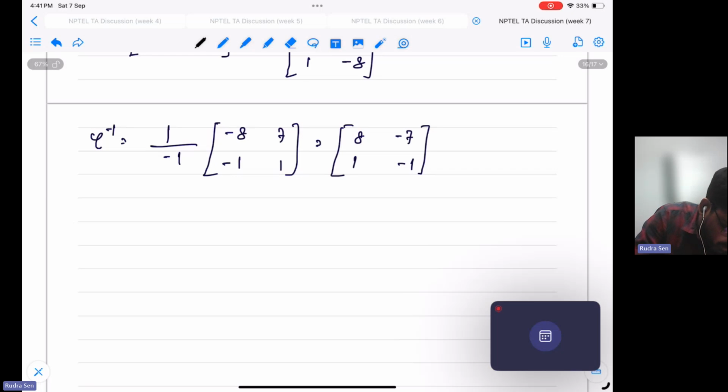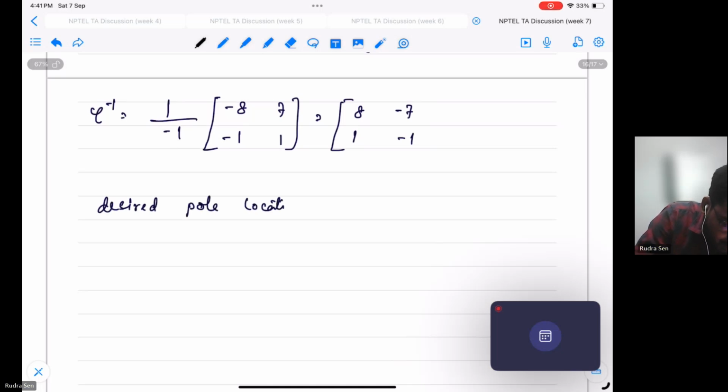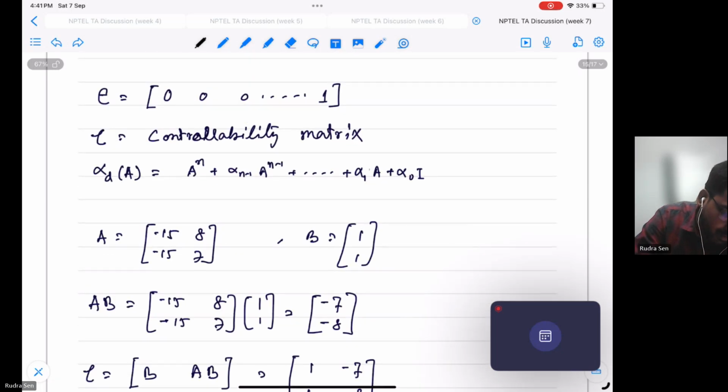And we have alpha D. So our desired pole location is s equals minus 10 plus j and minus 10 minus j, right? So, I'm extremely sorry, this is not the thing. This is basically alpha D, the desired characteristic equation.